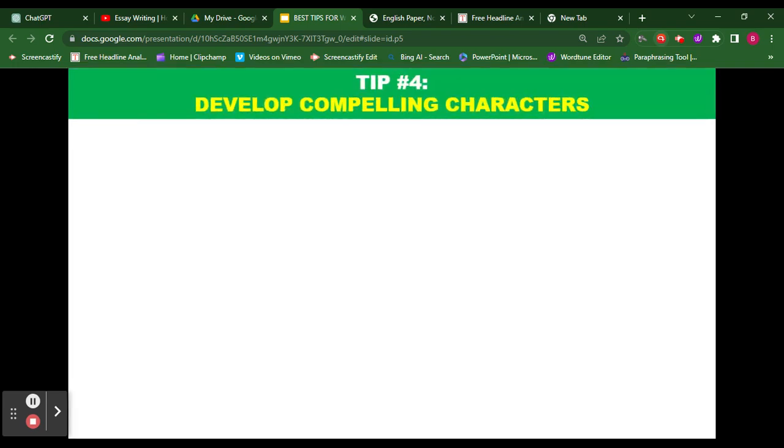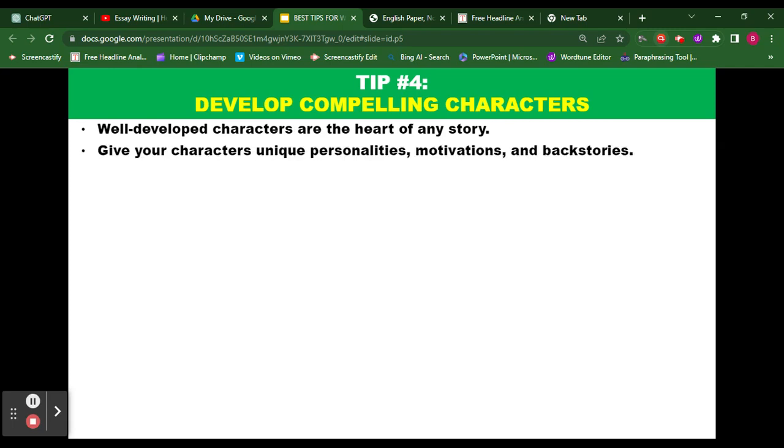Now, tip number 4, develop compelling characters. There is no great story without great characters, okay? Well-developed characters are the heart of any story. By the way, characters are the agents that carry out the actions in a story, or that experience the events or the incidents in a story.